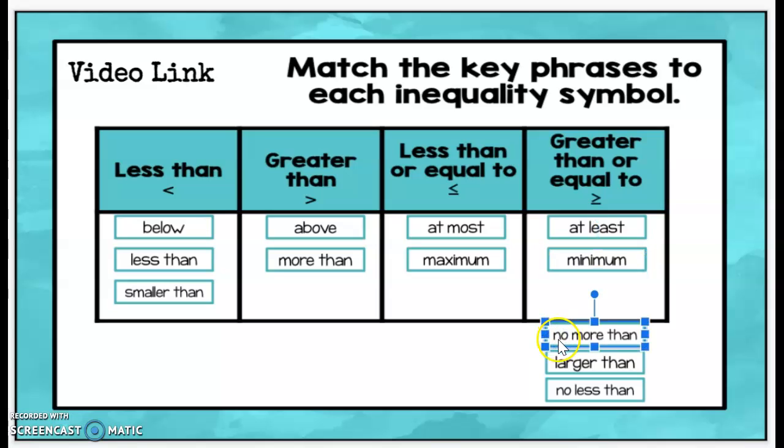No more than, we want no more than 1 cup right there. So no more than 1 cup, but you can have the 1 cup, but you can do less than, but no more than that.